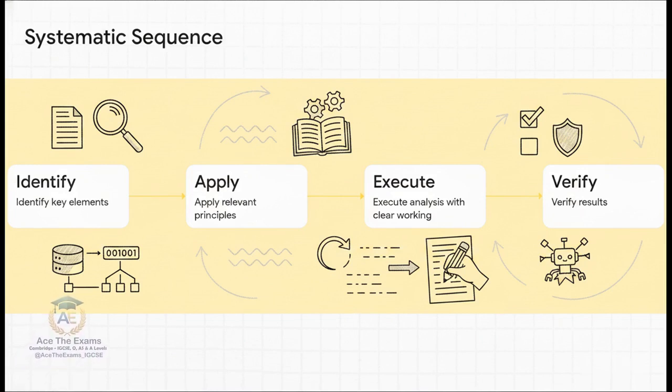Step 2, apply relevant principles. If the prompt mentions it's a sequential file, well, you instantly know you must read it line by line from the very beginning. You can't just jump to the middle. Step 3, execute analysis with clear working. This is where the rubber meets the road. This is where you write your code or structure your paragraph, showing exactly how the loop iterates over the file. Step 4, verify results. This is your ultimate quality control. You need to mentally dry run your logic against an edge case, like an empty file, to ensure your program doesn't just crash. When candidates consistently apply these 4 steps, messy, chaotic answers completely transform into highly structured, examiner-friendly responses.